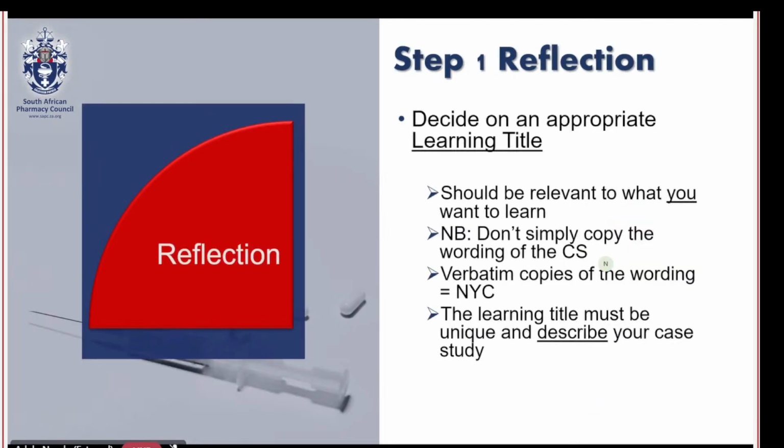So the first step is reflection. With reflection, after choosing the domain and the competency standard, when you start with the cycle, you should be able to reflect and say, what is it that I need to learn? What is it that I do not know? And behind that title that you will come up with, there must be a story to tell, to say, this is what happened, this is what made me realize that I don't know this. So what is it that I'm going to do to make sure that I close that gap?